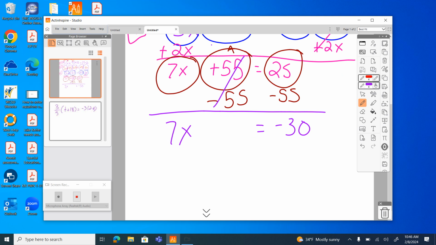Okay, so this here is what? 7x, is that adding, subtracting, multiplying, or dividing? How do we get rid of or undo multiplication? Division. Now, in this case, your answer is negative 30 over 7.